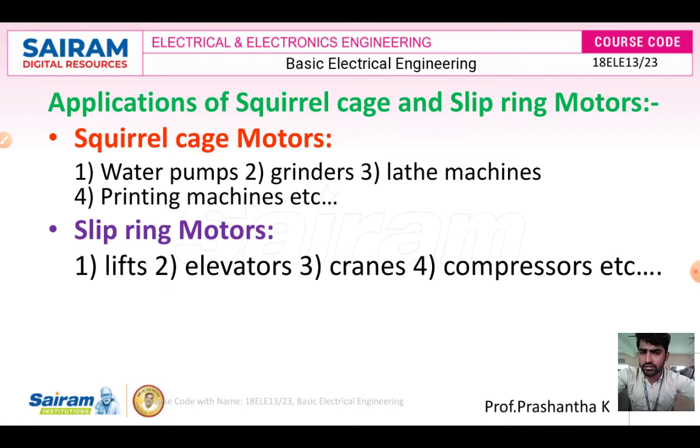It is a cage like structure, and 90% of induction motors are squirrel cage rotors. Slip ring motors we are using in lifts, elevators, cranes, compressors. Wherever heavy load or heavy mechanical output is required, there we are using the slip ring induction motor. That is 10% of industries. The squirrel cage induction motor we are using widely.